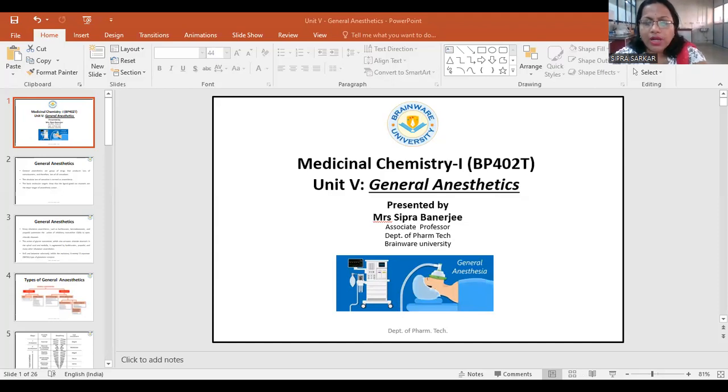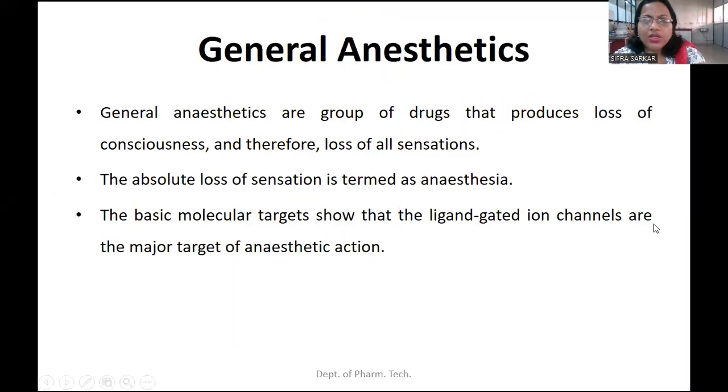So, I want to share the slide. First of all, we should know what a general anesthetic is. General anesthetics are drugs that produce loss of consciousness and therefore loss of all sensations. The absolute loss of sensation is termed anesthesia. Whenever any surgery or operation is needed, we need anesthesia.